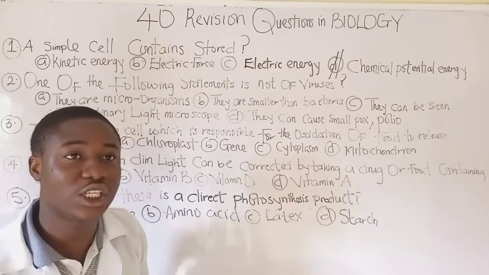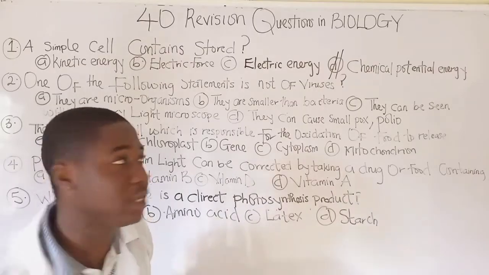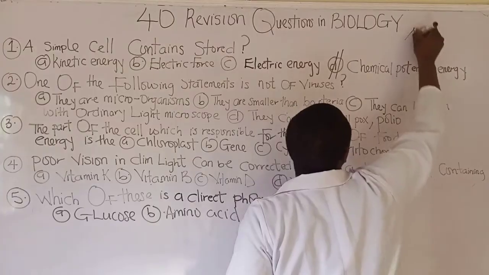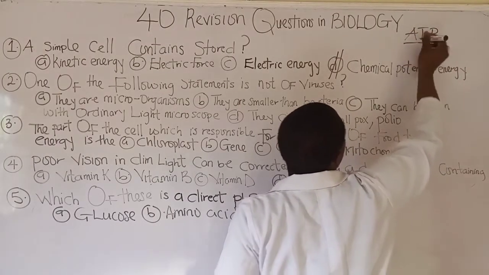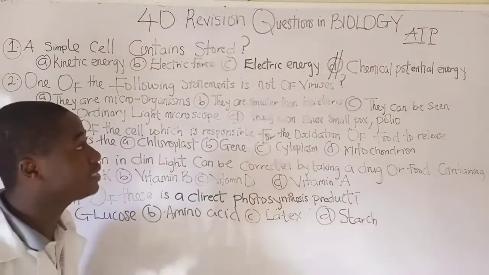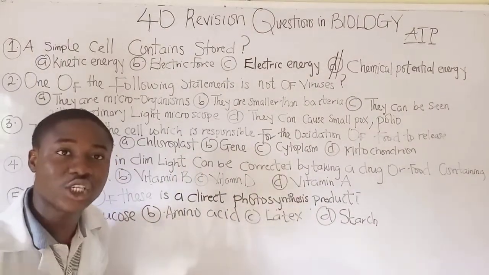Organisms store their energy in the form of what now? ATP, chemical ATP, which is basically called adenosine triphosphate. So the best answer to the question is chemical potential energy.